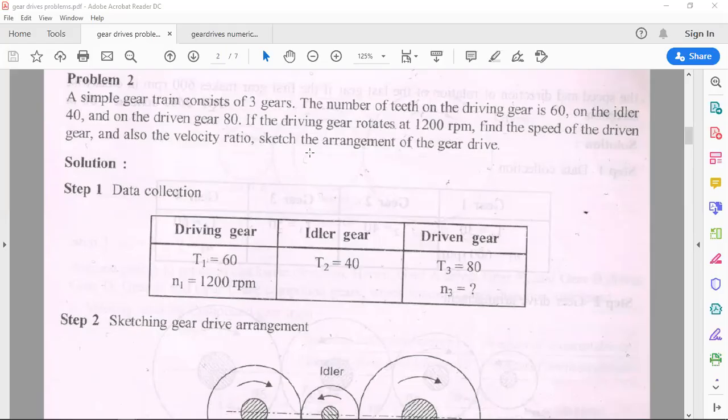The first gear drives the second gear, which drives the third gear. The number of teeth on the driving gear is 60. The number of teeth on the driving gear is the first one, which you can look at in the diagram here.